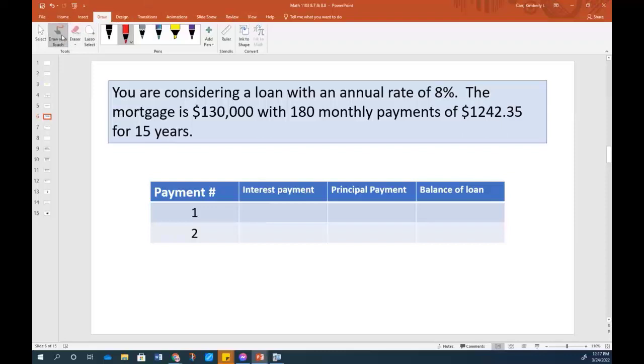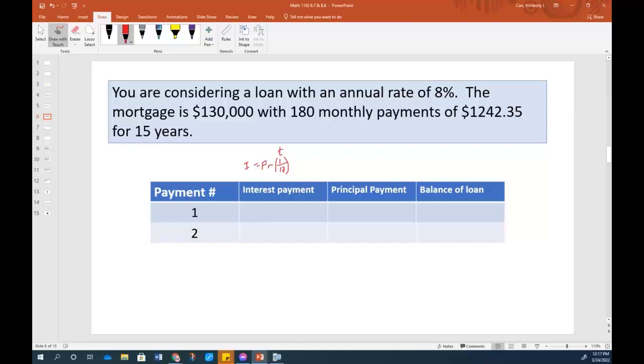First of all, when we calculate interest to put in our very first spot here, our interest payment is always going to be I equals P R times 1/12. And again, that's because the T, as we saw on the previous slide, is 1/12. Now, P is your outstanding balance. So here we've got $130,000 to start with. The P is going to change every single time.